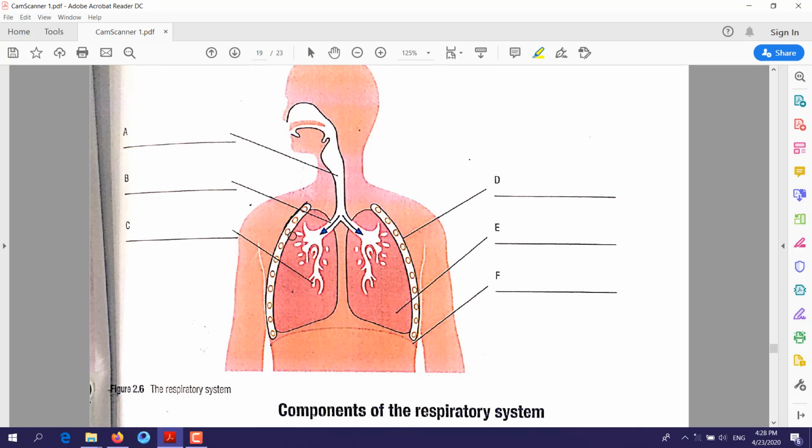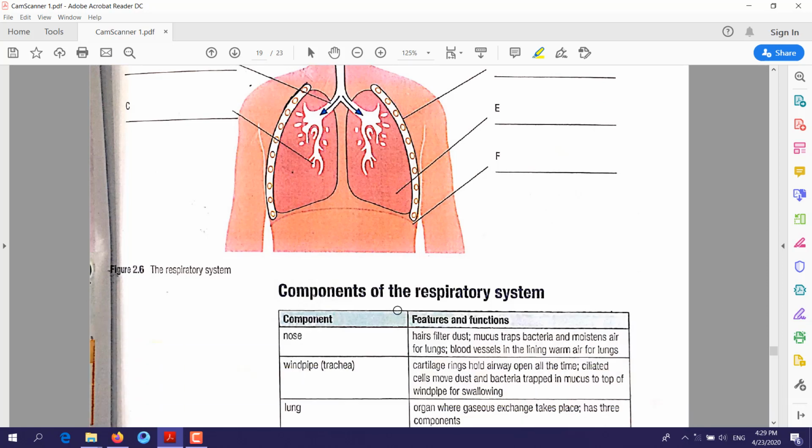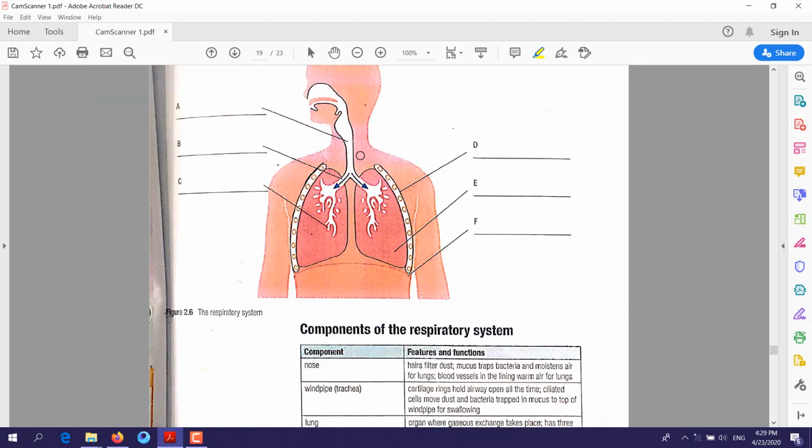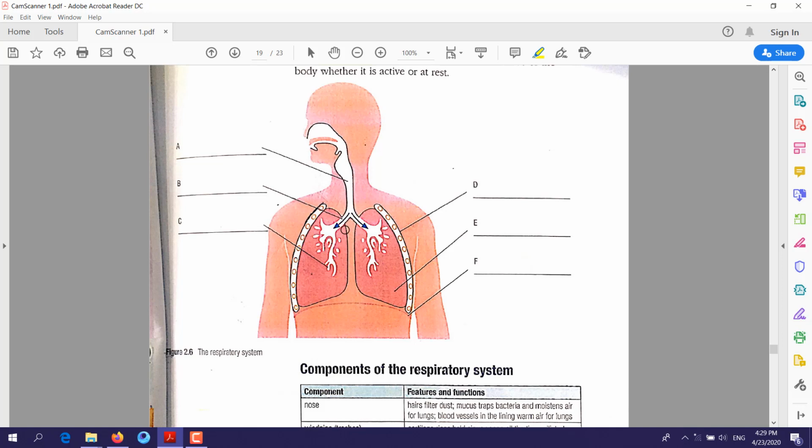This diagram shows the respiratory system in our body. As you can see, it consists of many organs. Here you should be able to know all the organs and also the function of each one. Components of the respiratory system. From this diagram, we can find out the components of the respiratory system.